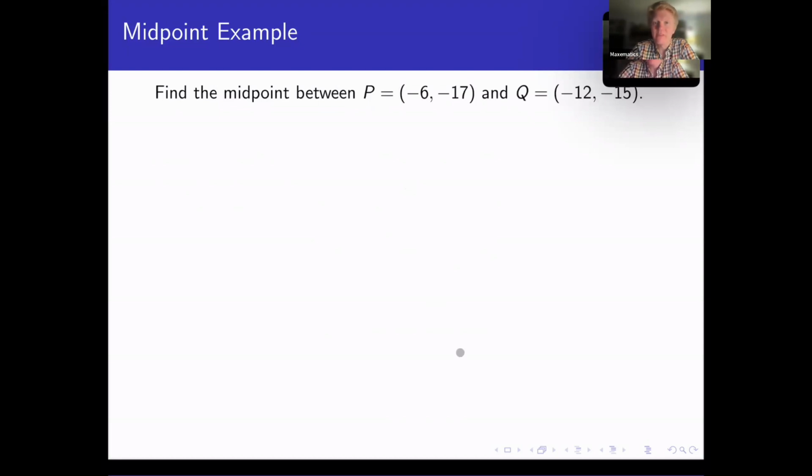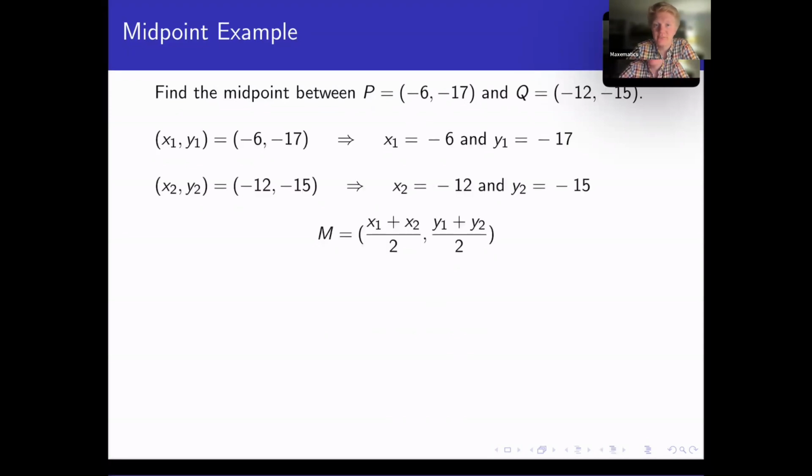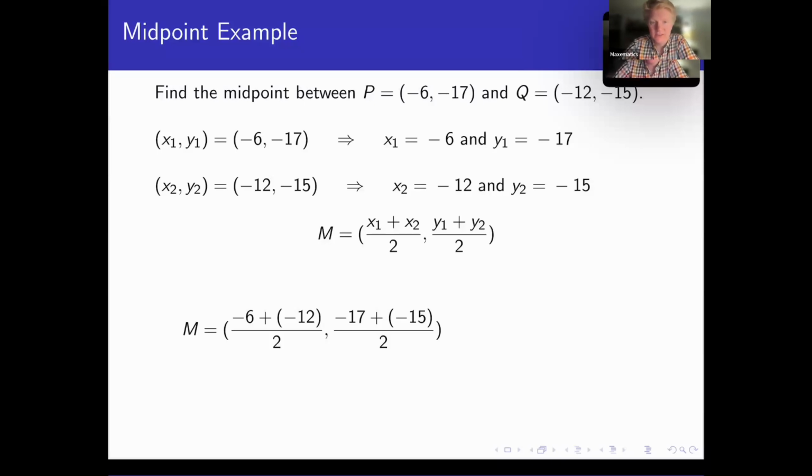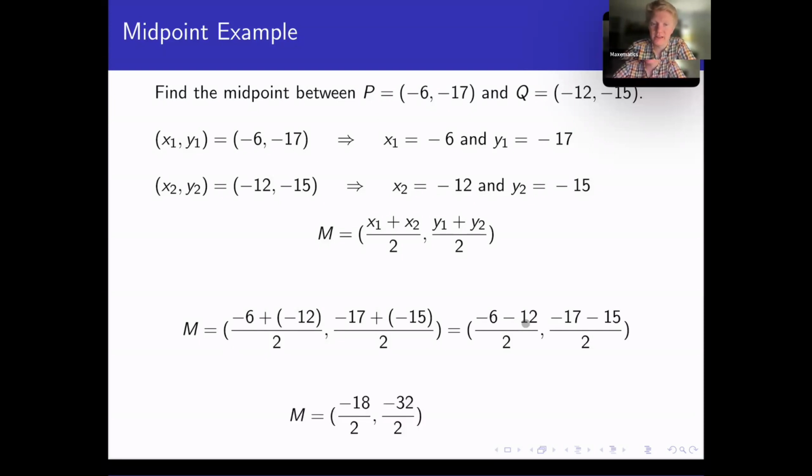Okay, find the midpoint of -6, -17 and -12, -15. Alrighty, well, we're going to add the x values, -6 plus -12, comma, -17 plus -15, both of them divided by 2. Well, -6 plus -12 would be -6 minus 12. -17 plus -15 is like -17 minus 15. -6 minus 12, you're $6 in debt. You spend another 12, you are now $18 in debt. -17 minus 15, you're $17 in debt. You spend another 15, you are now $32 in debt.